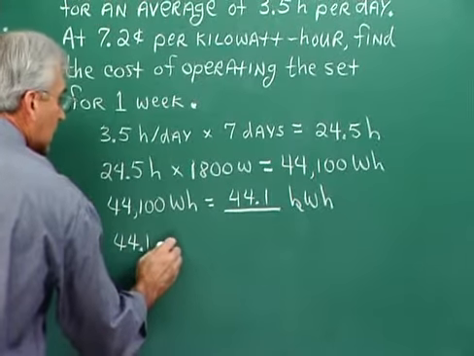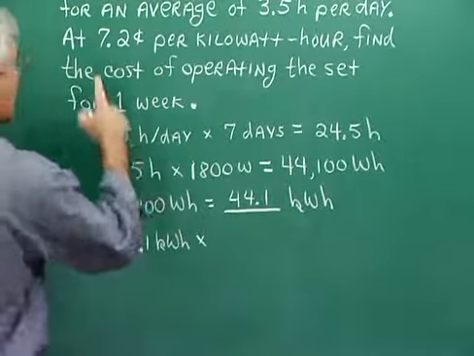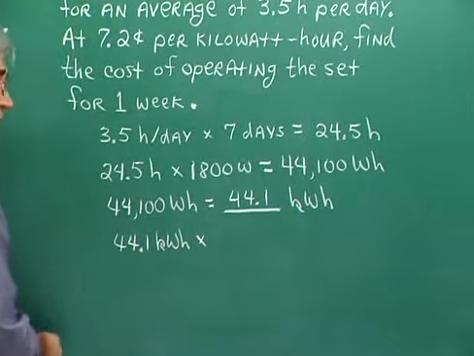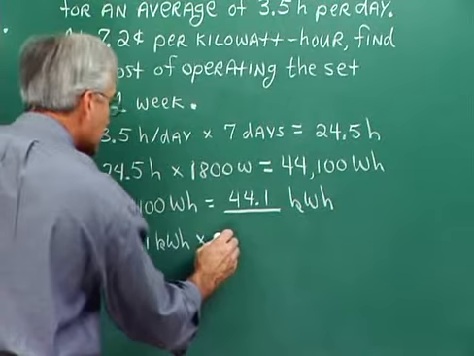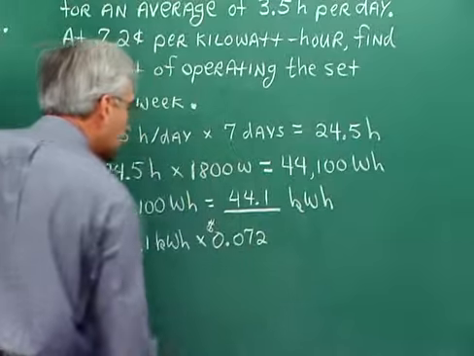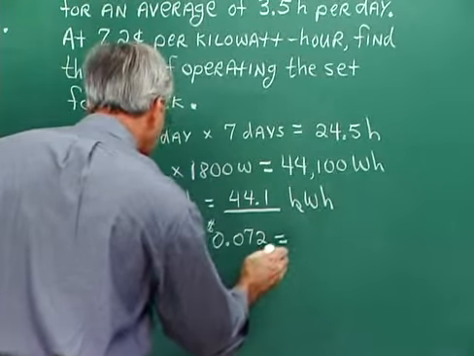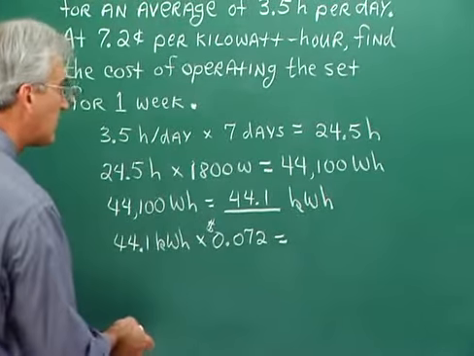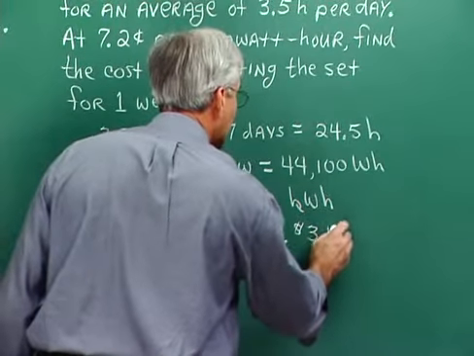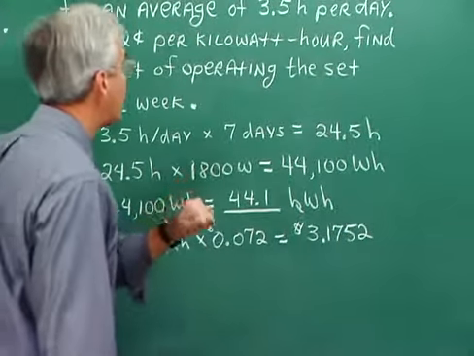Now, the cost per kilowatt hour is 7.2 cents, so we have 44.1 kilowatt hours times the cost per kilowatt hour. I think I'm going to write this in terms of dollars and cents to begin with, because we have quite a number of kilowatt hours here. And 7.2 cents is this amount of money. And multiplying, this turns out to be a kind of long decimal here, but it turns out to be $3 and a little over 17 cents. So it's $3.1752 to operate the TV set for a week.